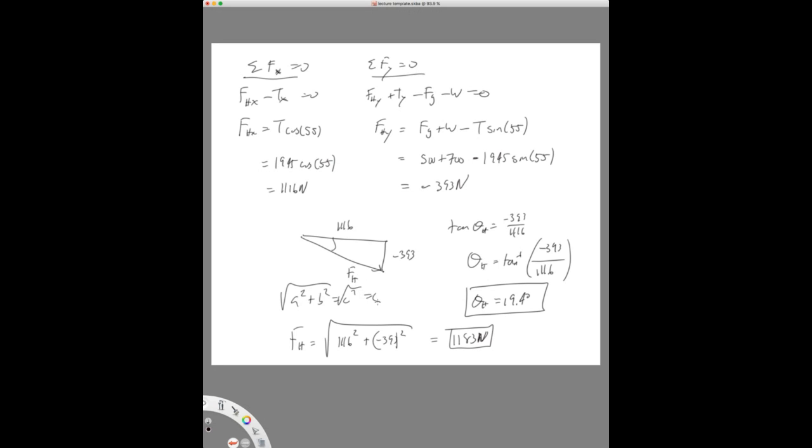All right, so next problem I wanted to look at was 10.27.